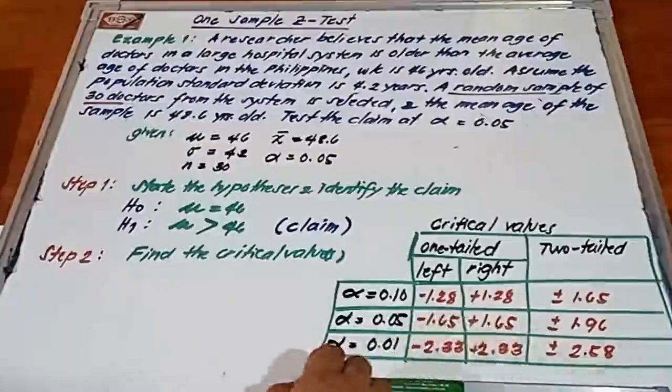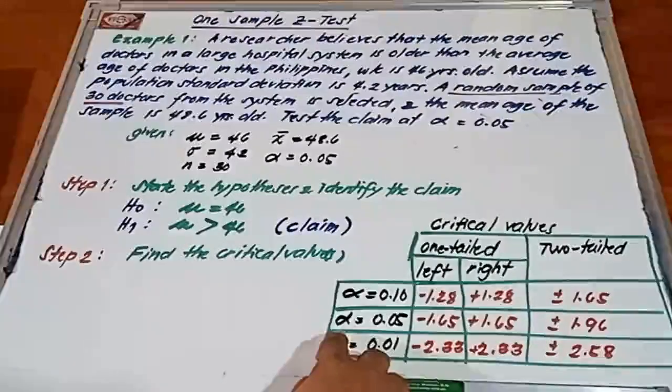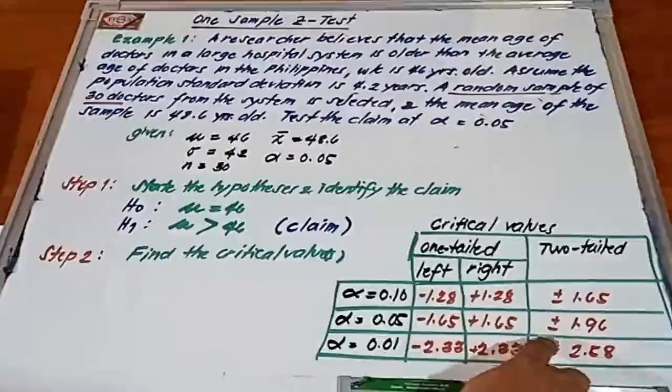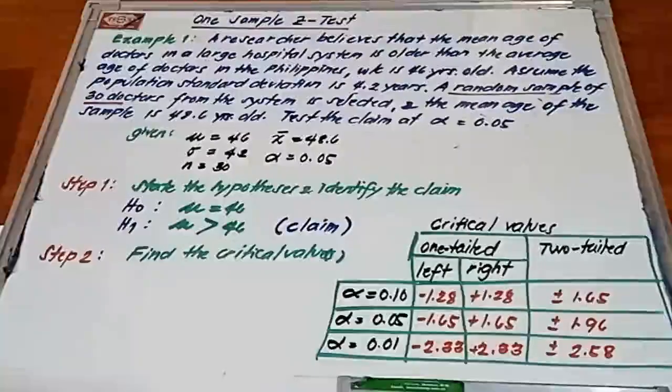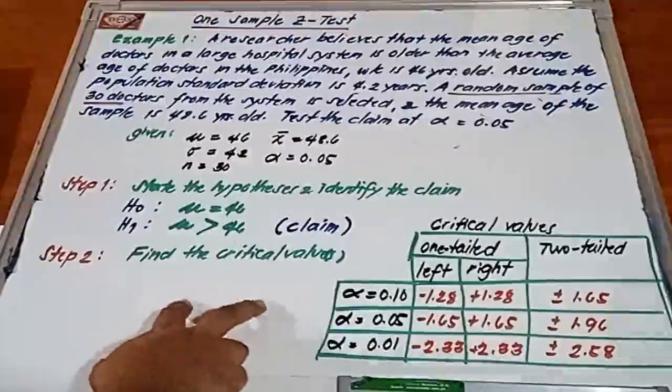For two-tailed naman, ang ating critical value at alpha 0.05 is plus or minus 1.96. And at alpha equals 0.01, we have negative 2.33, positive 2.33, and plus or minus 2.58 for two-tailed. Okay? Now, ano yung critical value natin?